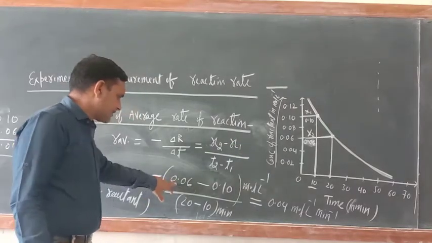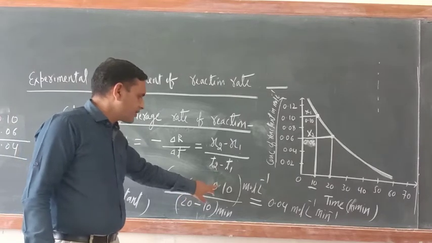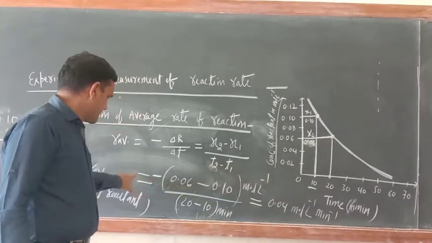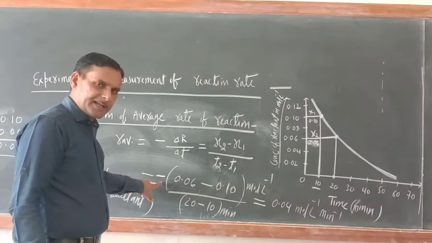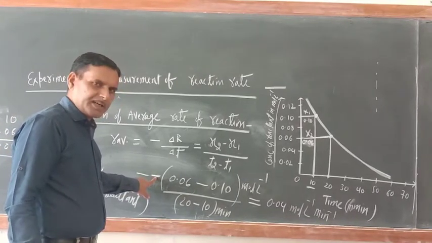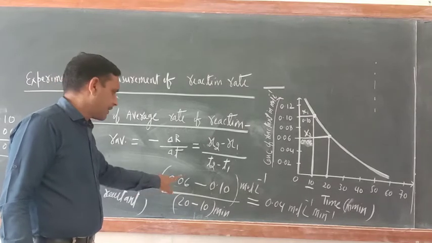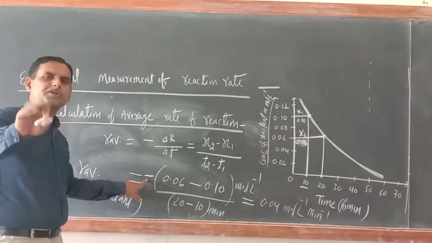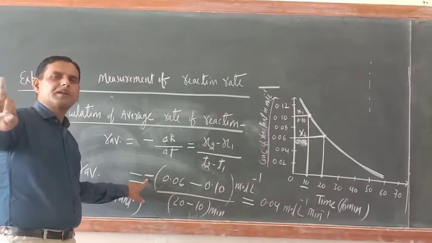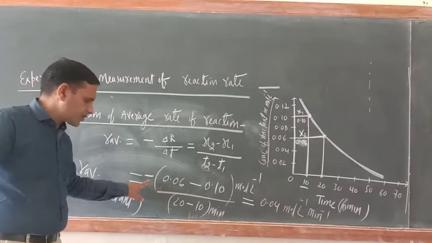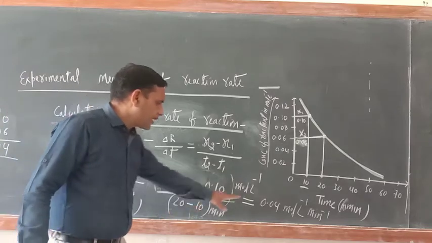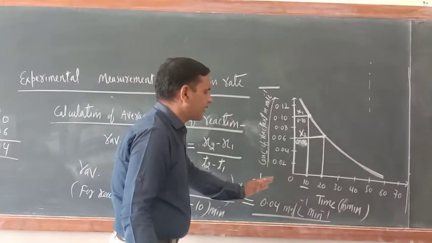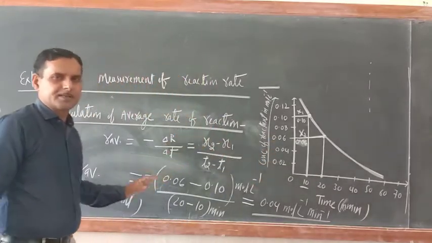Now if we subtract 0.06 minus 0.10, this value would be negative, and since it is the rate of reaction for the reactant, that is why the minus sign is already there. So that is the importance of the minus sign. Now this negative and this negative will become positive. So the rate of reaction will always be positive only. So ultimately you will get this answer, that is 0.04 mole liter inverse minute inverse.